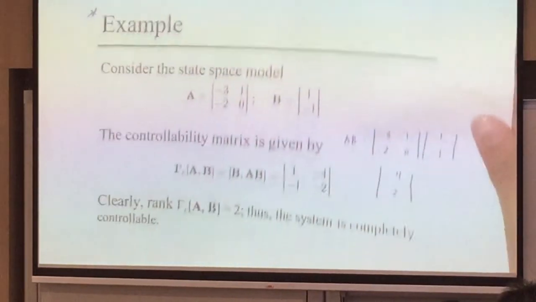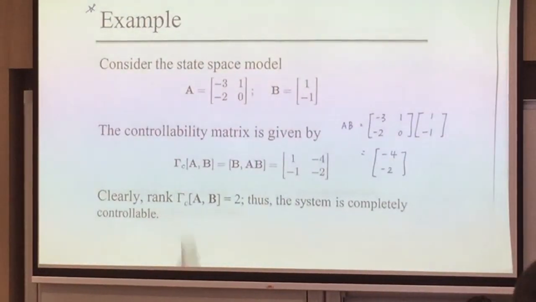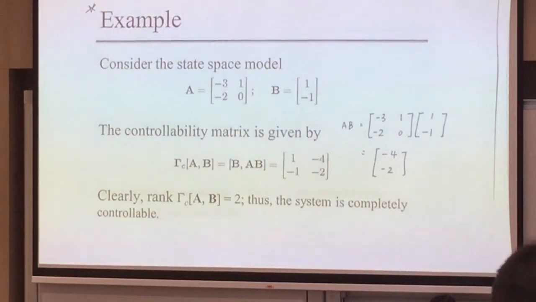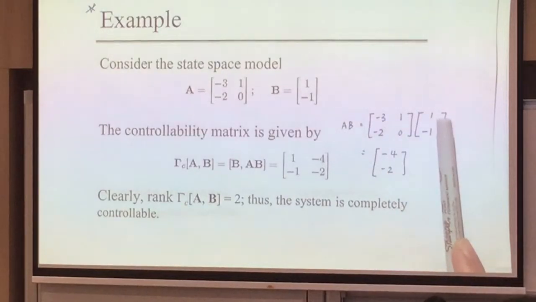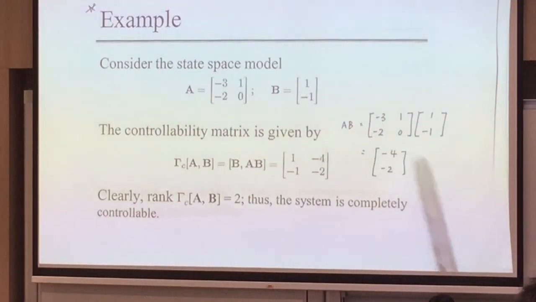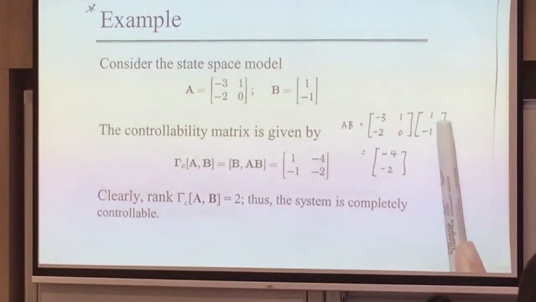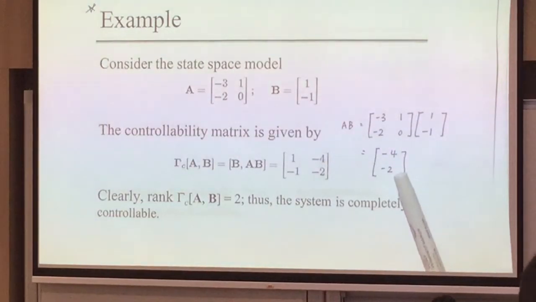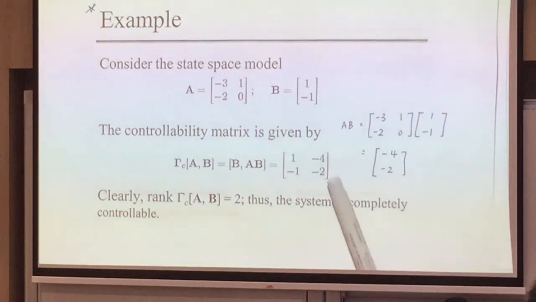Another example. A is minus 3, 1, minus 2, 0. B is 1, minus 1. B, which is 1, minus 1, is written right down here. Then AB: minus 3 times 1 is minus 3, plus 1 times minus 1 is minus 1, so minus 3 minus 1 is minus 4. Minus 2 times 1 is minus 2, plus 0 times minus 1 is 0, so minus 2. So AB is minus 4, minus 2.